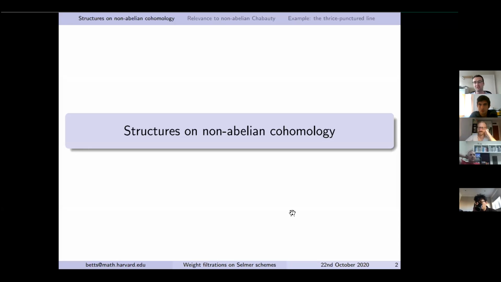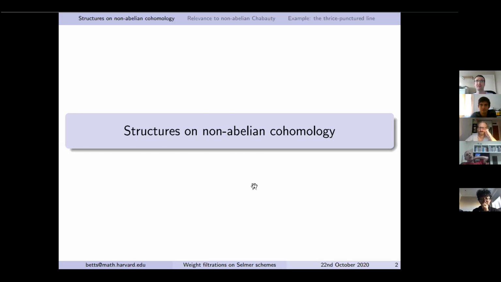But yes, to actually start off, I wanted to examine a baby case of how one might try to find extra structures living on Selmer schemes, by examining what extra structures might live on non-abelian cohomology, more than just that of a pointed set. And Netan told me it was okay for talks to go into a little bit of technicalities, so this talk will do that for the first half.